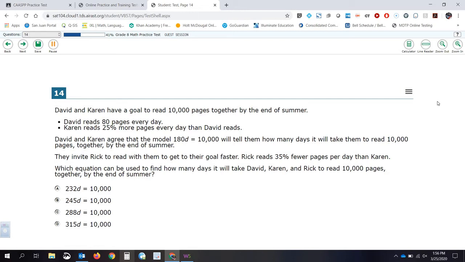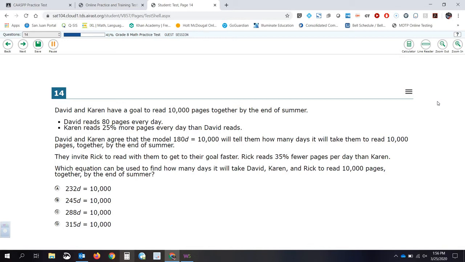They invite Rick to read with them to get to their goal faster. Rick reads 35% fewer pages per day than Karen. Which equation can be used to find how many days it will take David, Karen, and Rick to read 10,000 pages together by the end of the summer?